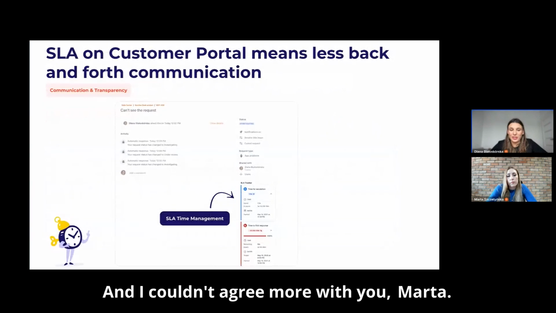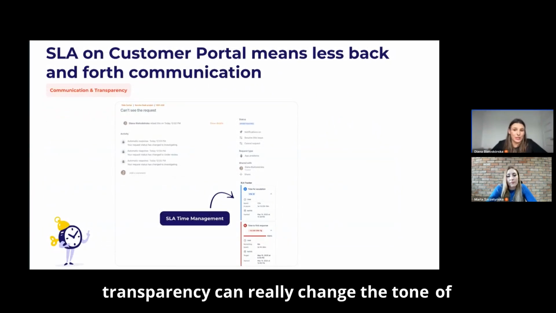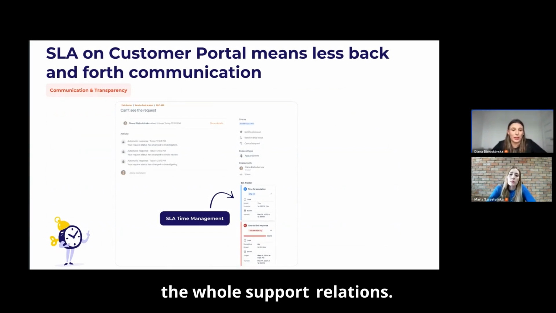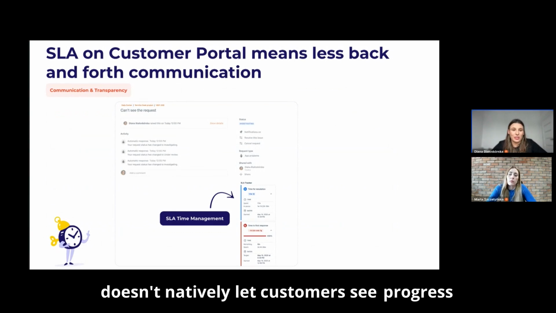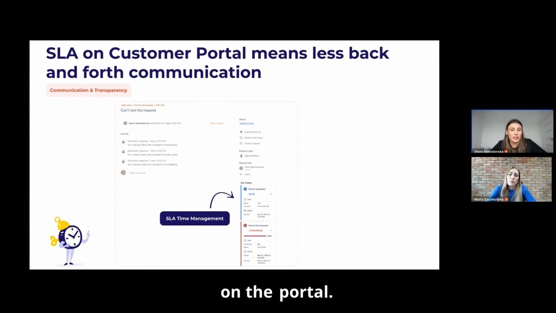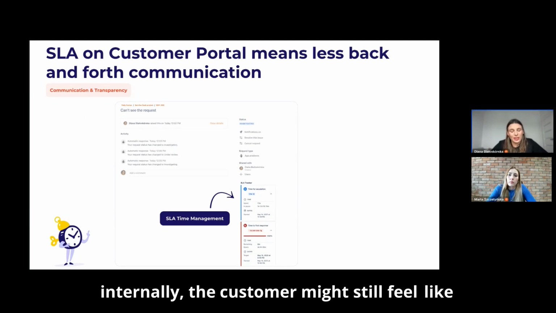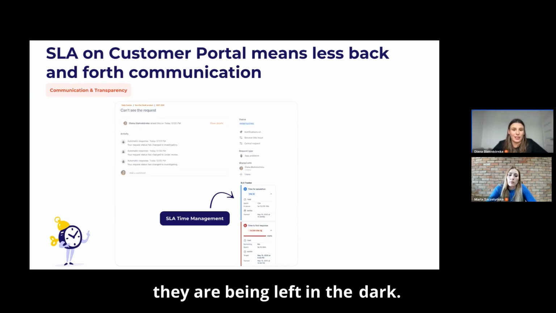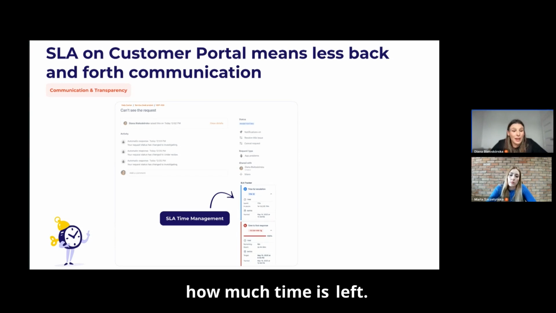Yeah, and I couldn't agree more with you, Marta. From my experience, that kind of transparency can really change the tone of the whole support relationship. But the tricky part, as you said, is that Jira doesn't natively let customers see progress on the portal. So even if your teams are doing great work internally, the customer might still feel like they are being left in the dark. They don't know if anyone's working on it, or how much time is left.